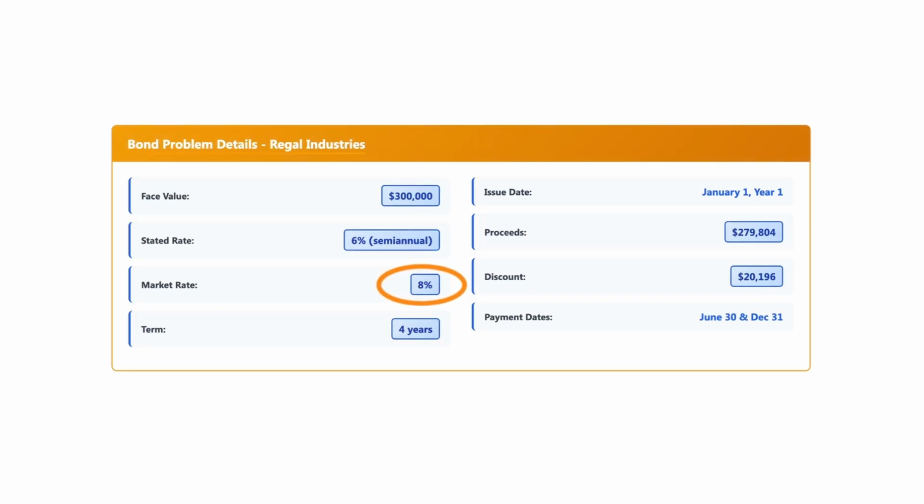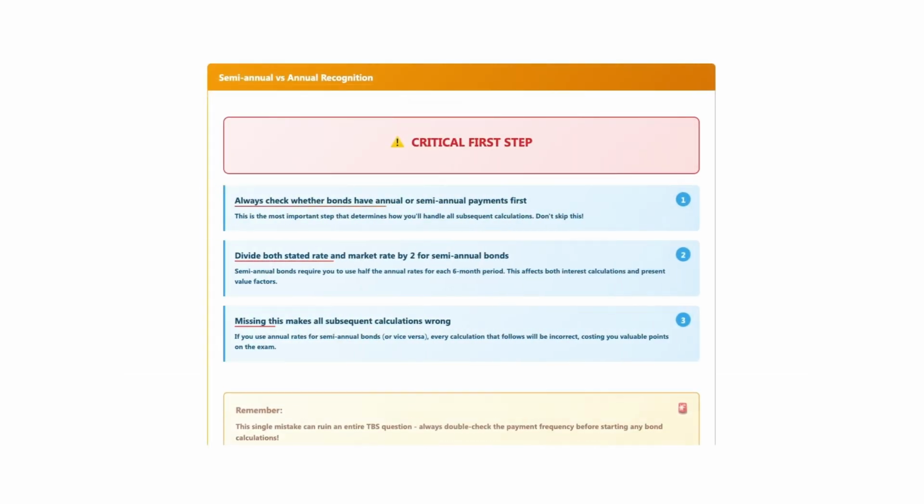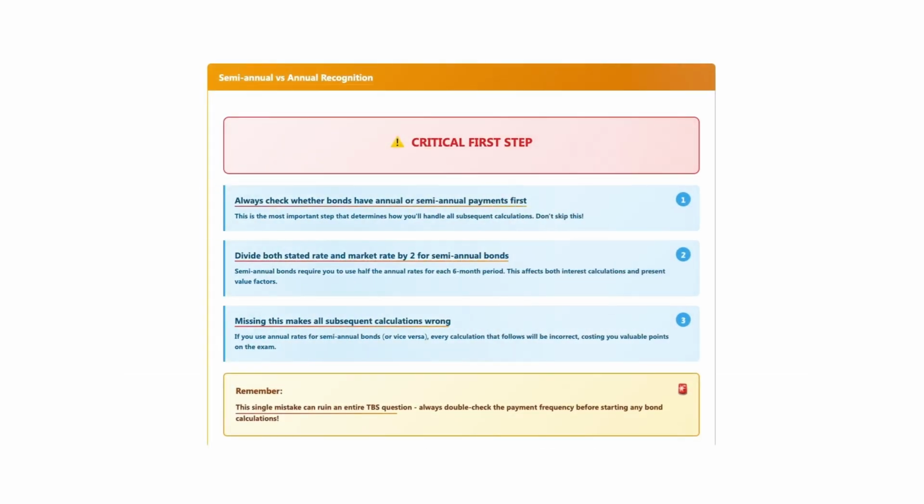And 8% is the effective rate, aka the market rate, which is what we use for our interest expense and our present value calculations. Now the key early on is recognizing that this is a semi-annual bond. If you miss that, then you're going to get every single part of this question wrong. So because it's semi-annual, we need to cut the 6% stated rate in half, so that we have a 3% stated rate, and then cut the market rate in half, so we have a 4% market rate.